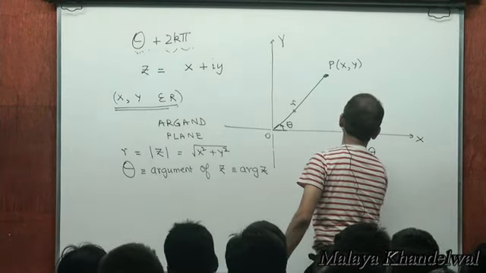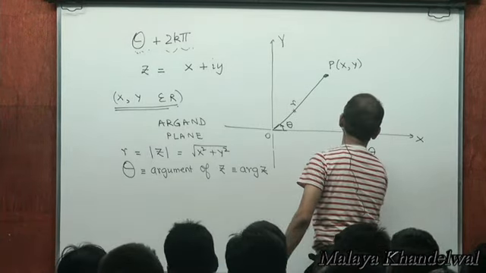All right. Suppose there is a point P in the Argand plane which represents a certain complex number, and say this angle is 5 pi by 4.